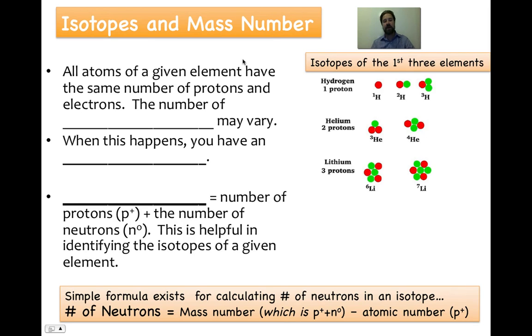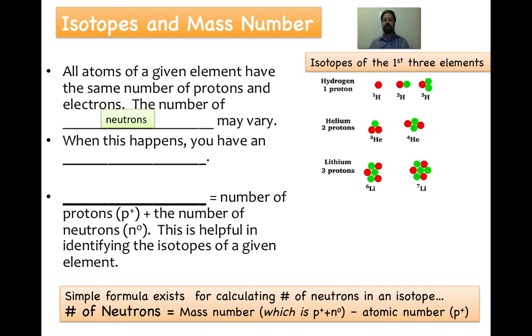Okay, so now we are at our first I word, called an isotope. And it's going to be related to something that we have called mass number in chemistry. So we'll try to separate those, differentiate those so they're easy to understand. We could say that all atoms of a given element have the same number of protons and electrons. That fact we've gone through twice now. However, the number of neutrons may vary.